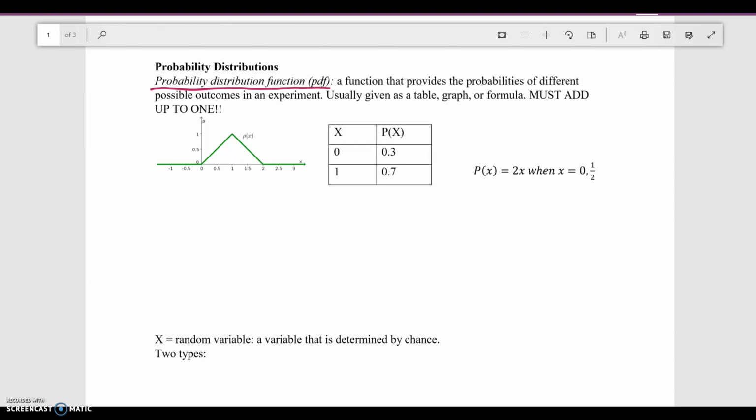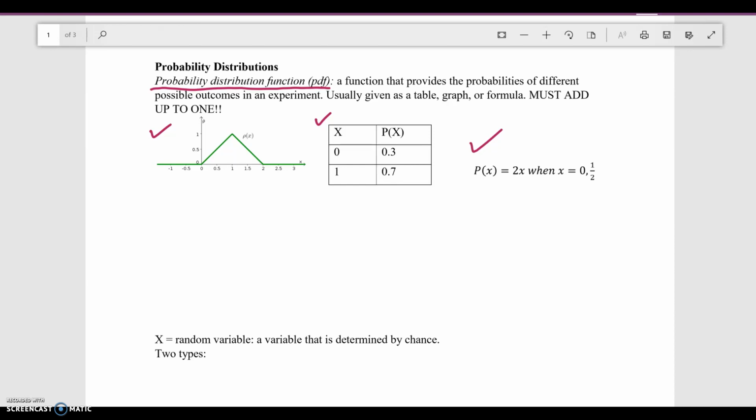So we said in class that the definition usually is given to you as a table, as a graph, or a formula. And one thing that you always have to know is that all of these probability distribution functions, just like regular probability, they all must add up to 1. Okay, so I gave you here 3 different types of probability distributions. So if I say find the probability distribution of this, you can either give me a graph, a table, or a function, some sort of formula.